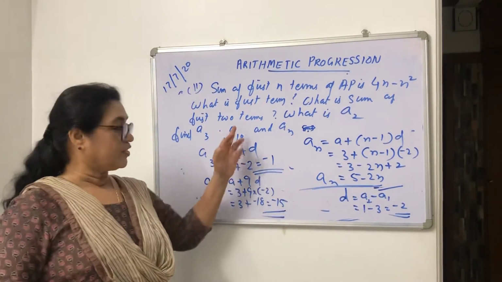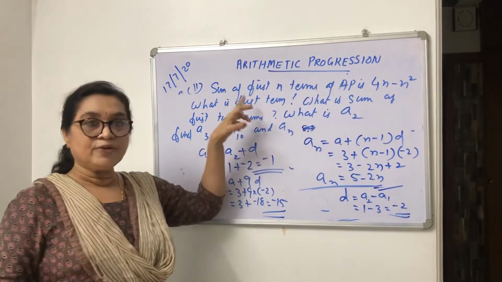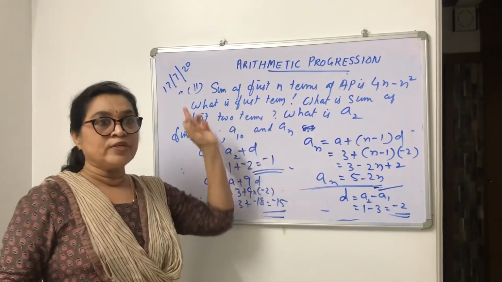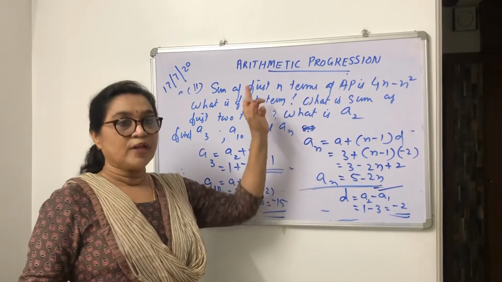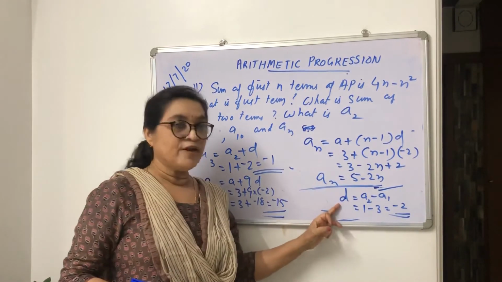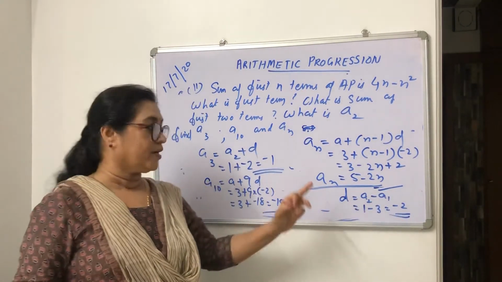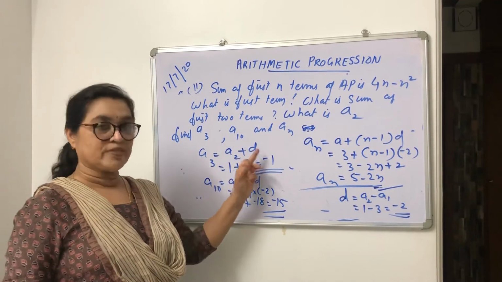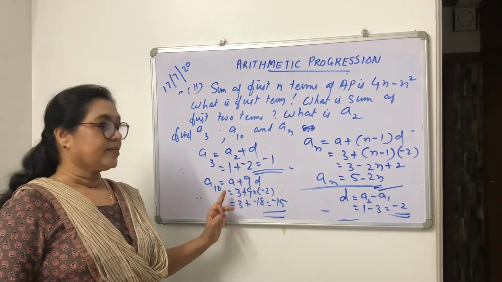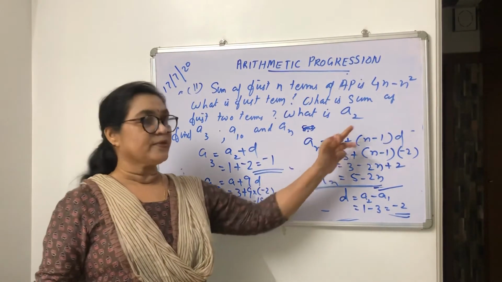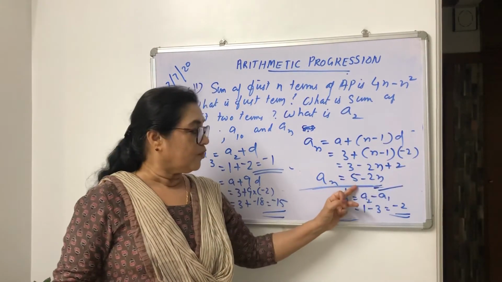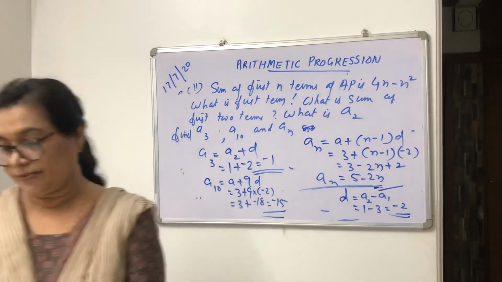So first you have to find out S1. Then you have to find out S2. S1 is A1. S2 is A1 plus A2. You substitute A1 there and find out A2. Once you get A2 and A1, the common difference is A2 minus A1. Then A3 is A2 plus D. A10 is A plus 9D. AN is A plus n minus 1 into D. Substitute A and D and open the bracket. You are getting 5 minus 2n.